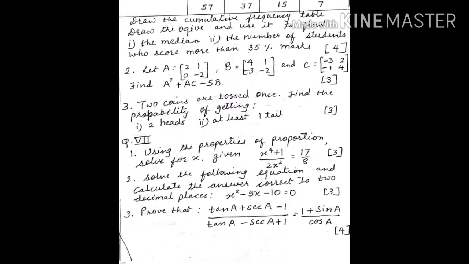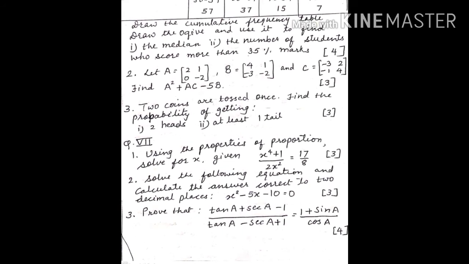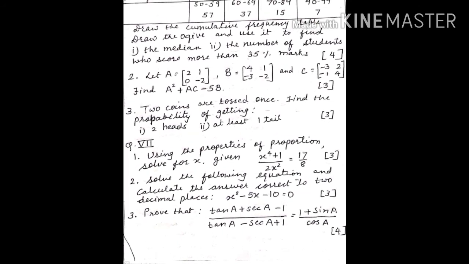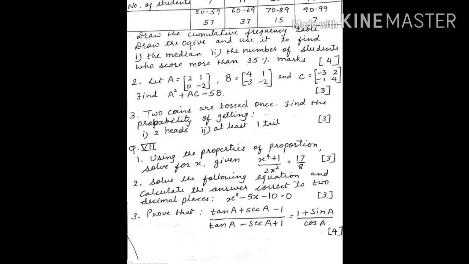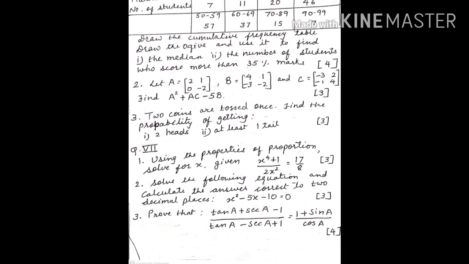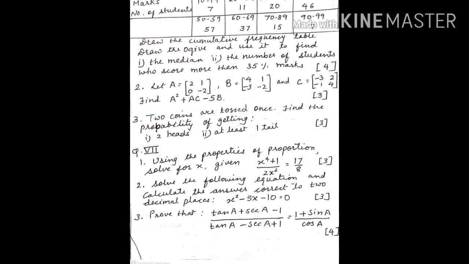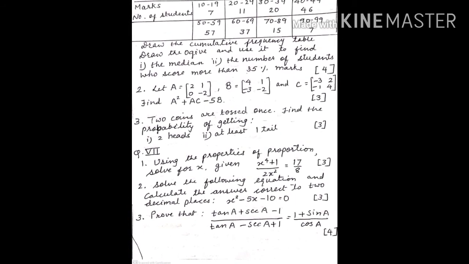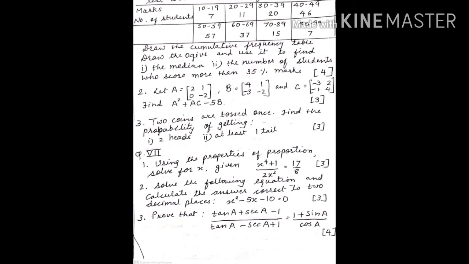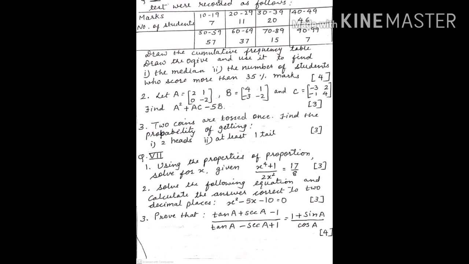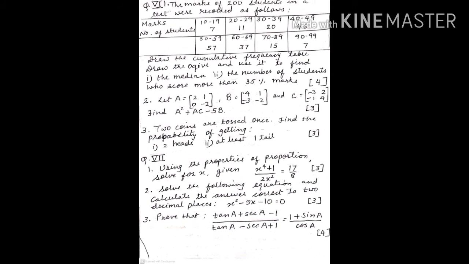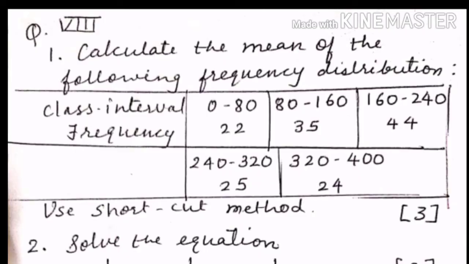Then number 3 of question 7. In that there is a prove-that type of question, students. Left hand side and right hand side, as I already told you, this is a trigonometrical tables chapter in which you can check one value is there. So I think in this question you will put one value in tan and sec form in the numerator or either in the denominator and solve. You will get left hand side is equal to right hand side.